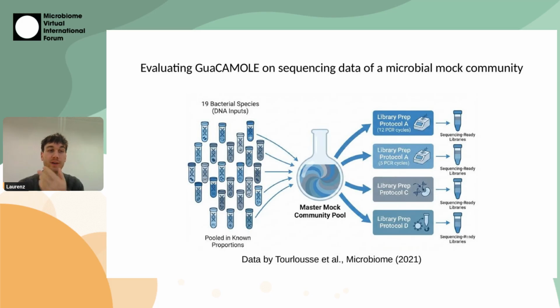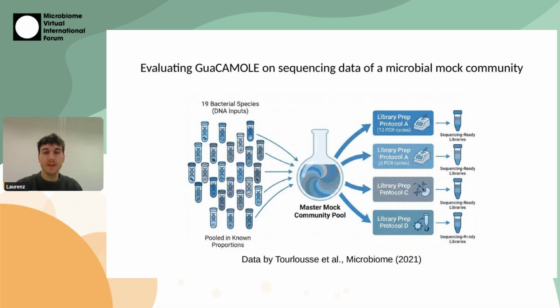So as a first evaluation of GuaCAMOLE, we went to a microbial mock community that has been published. So for this, 19 species were pipetted together in a lab in known amounts. So we do know a ground truth abundance of this community. And then this mock community has been prepared with different library preparation protocols, different number of PCR cycles, and so on. And then each of these sequencing libraries has been sequenced.